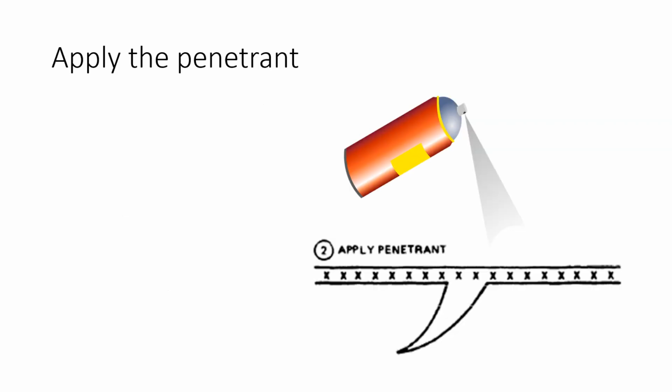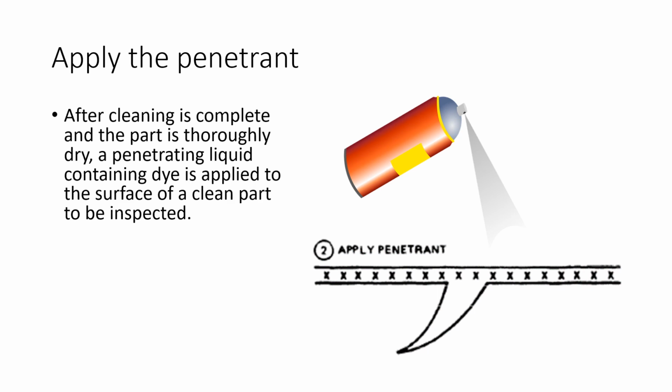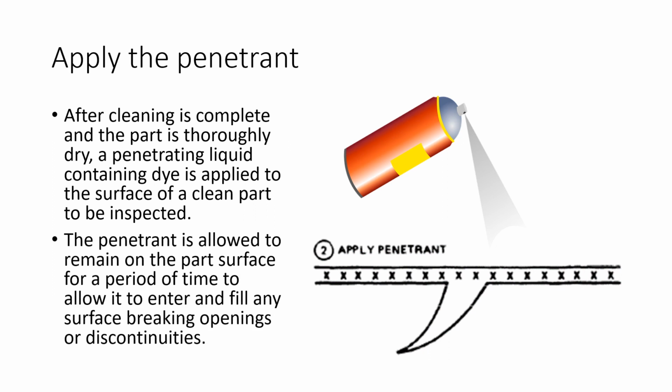So we really got to clean. Clean is good. So then we're going to come back with another spray can and we're going to apply the penetrant. Once this is clean and dry, we're going to throw a penetrating liquid on it onto our clean part that's going to be inspected. Then we're going to allow the penetrant to remain on the part surface for a dwell time, a period of time, to allow it to enter and fill any surface breaking openings or discontinuities.